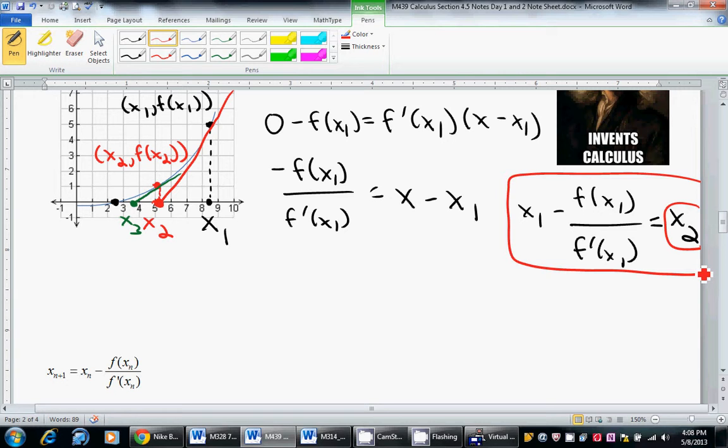Okay, and now I'm going to start the process over again. Now let me find the equation of the tangent line at x sub 2, find its x-intercept, right? And I'm going to get closer and closer to the actual x-intercept of this graph. So the equation of the tangent line at x sub 2 is going to be same thing, point slope form, y minus f of x sub 2 equals f prime of x sub 2 times x minus x sub 2.